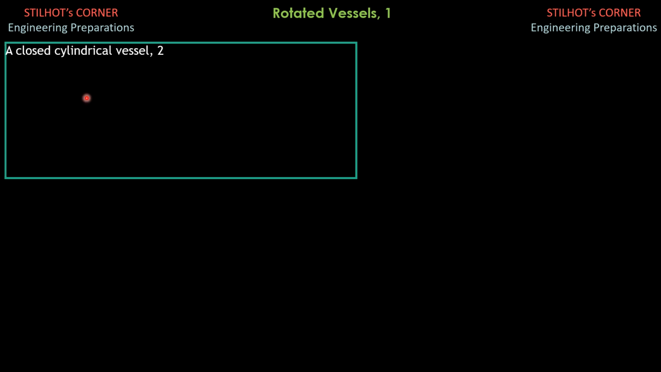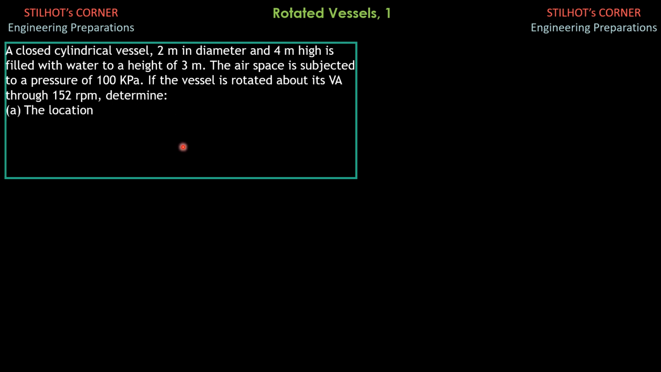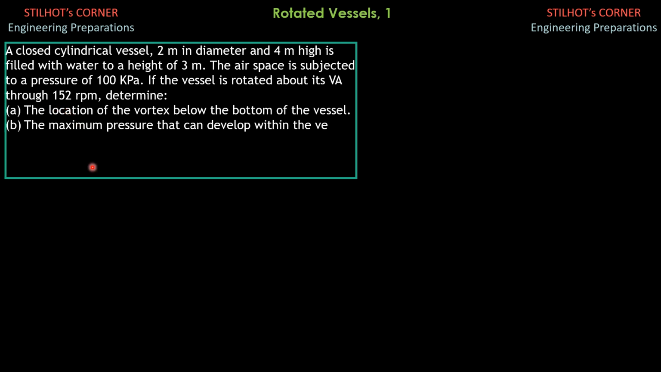A closed cylindrical vessel, 2 meters in diameter and 4 meters high, is filled with water to a height of 3 meters. The airspace is subjected to a pressure of 100 kilopascals. If the vessel is rotated about its vertical axis at 150 revolutions per minute, determine letter A, the location of the vortex below the bottom of the vessel.